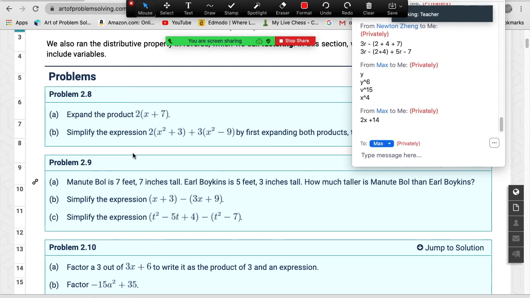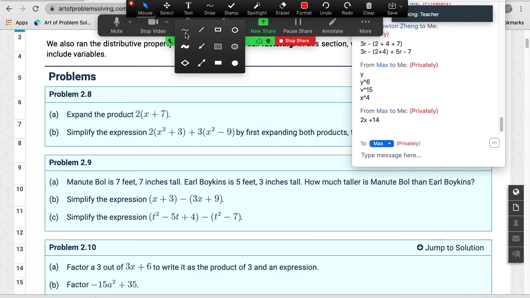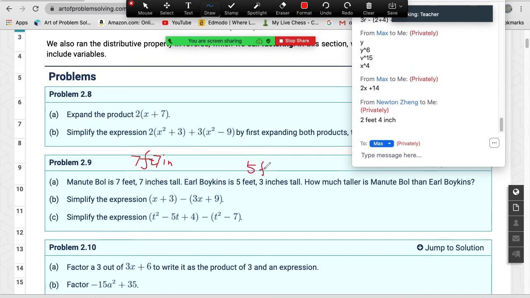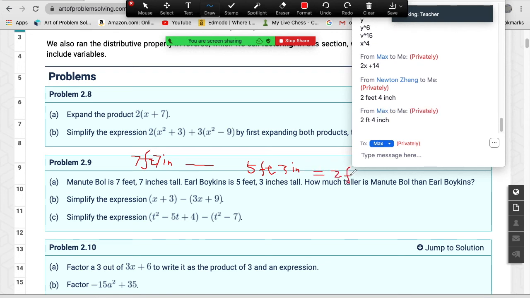So this person is 7 feet and 7 inches, right? The second person is 5 feet 3 inches. Yes, you use this one minus this one. Newton, you got it correct. Let's see, who else? This one gives you 2 feet. That's also correct. And 4 inches.